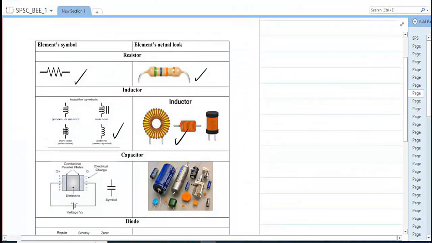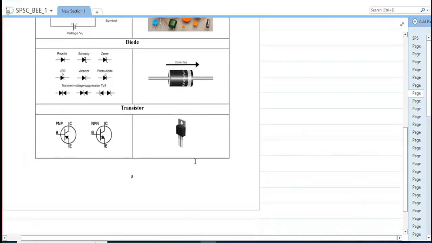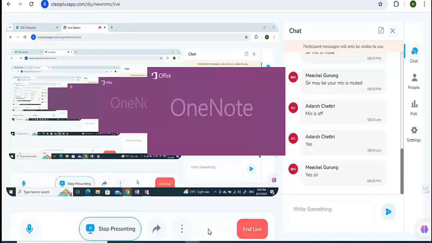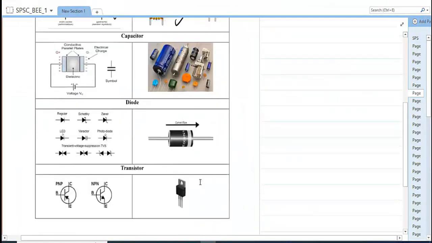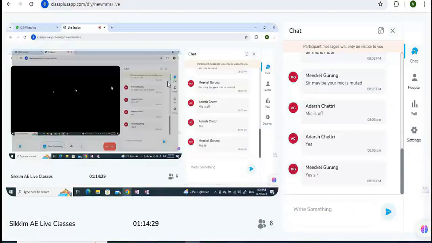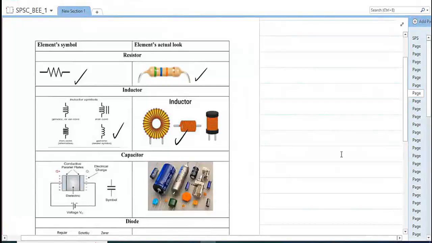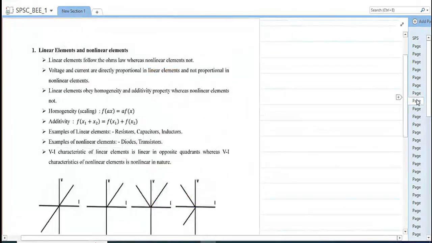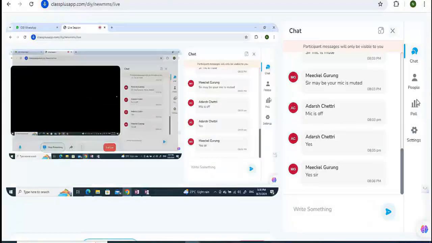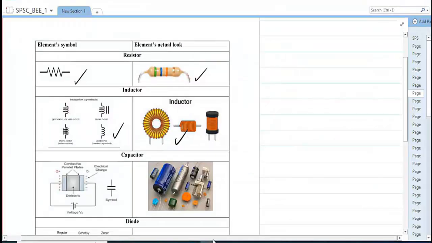We will be discussing electronic circuits, transistors, analog electronics, non-linear elements. From this point your syllabus starts. This is the very first point of your syllabus: linear and non-linear elements. So we will be discussing from here, from the next class.